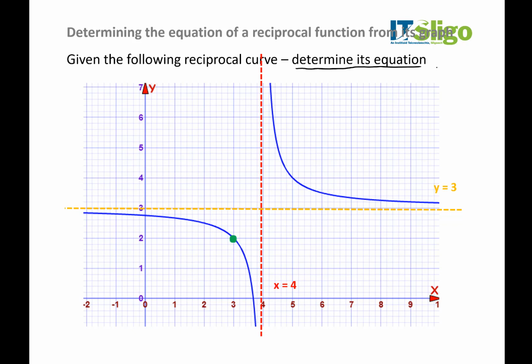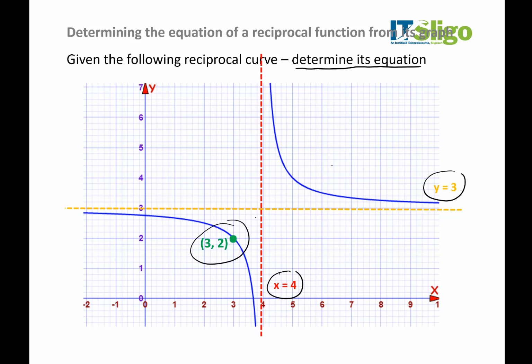Next thing, I need to pick any point on the curve, just as long as it passes through a nice easy place. So there's 3, 2, and there's another point there if we wanted to use that. There's 5, 4. There's usually 2 or 3 of them anyway. But as long as you identify one point, we've enough now to establish the equation. So we've got our vertical, we've got our horizontal, and we've got a point.